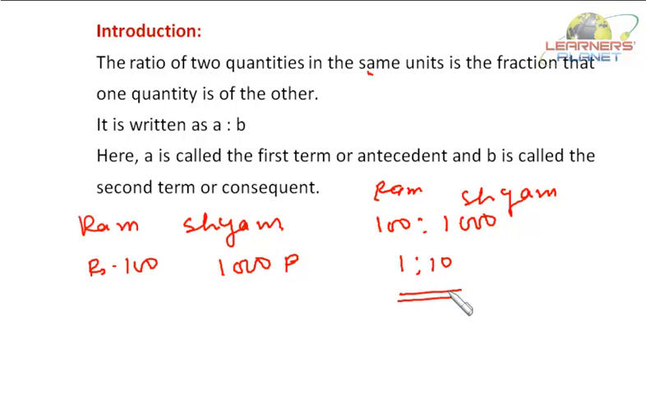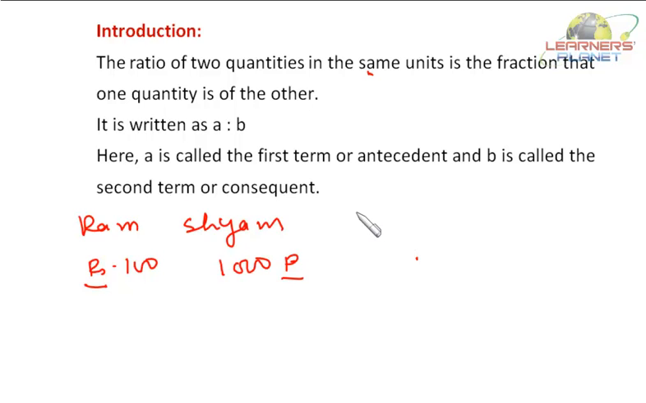Isn't it? But actually, is it like that? It's not like that. Why are we getting the wrong ratio over here? That's because we are comparing different units. Here Ram is having the amount in rupees and Shyam is having the amount in paisa. So if we are comparing different units, it won't give us the right results. So if we wish to make the real comparison of Ram and Shyam, the units must be same.